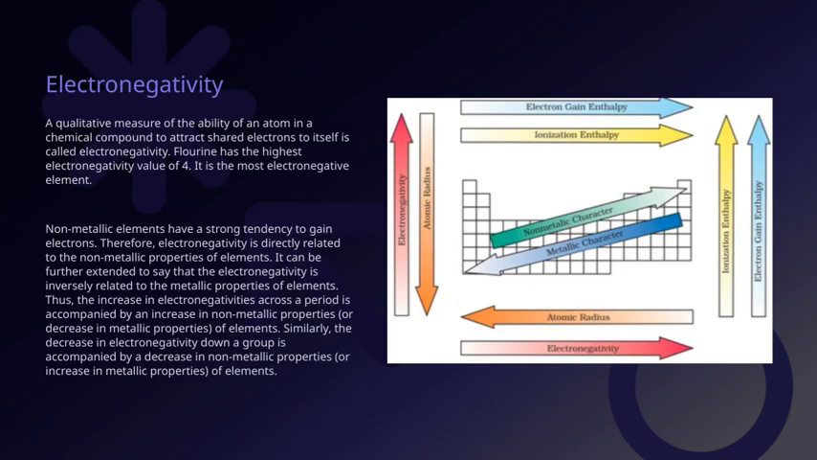Now, a quick definition. Electronegativity is a qualitative measure of how strongly an atom in a compound attracts shared electrons toward itself. And among all elements, fluorine stands out with the highest electronegativity value of 4. It's the most electronegative element, which really emphasizes how strongly it pulls electrons to itself. Understanding electronegativity helps us connect atomic properties to element behavior, and it's a crucial concept when looking at chemical bonding and reactivity.